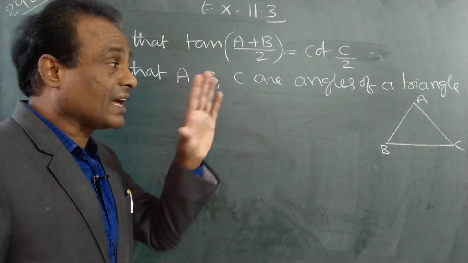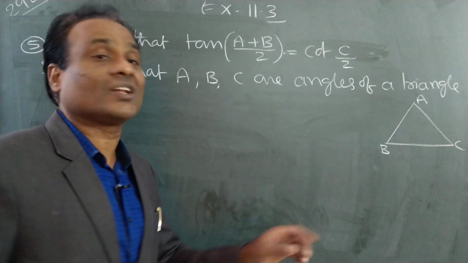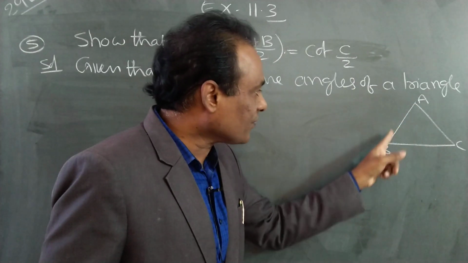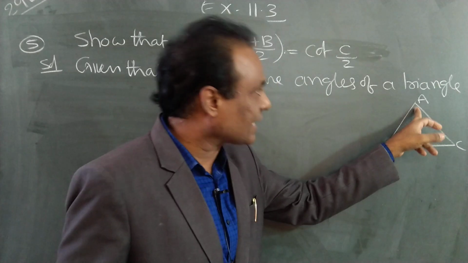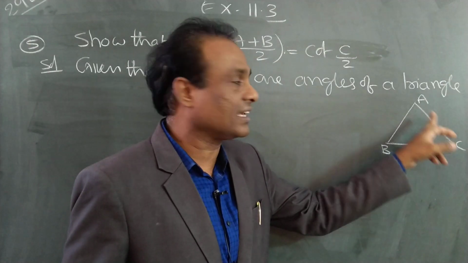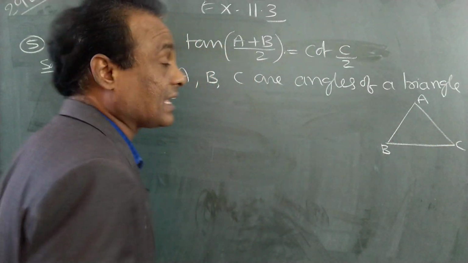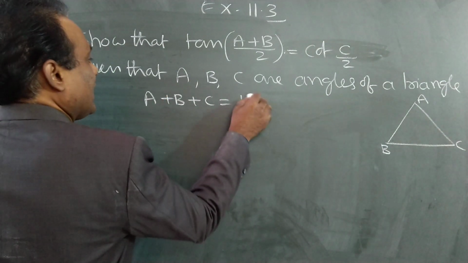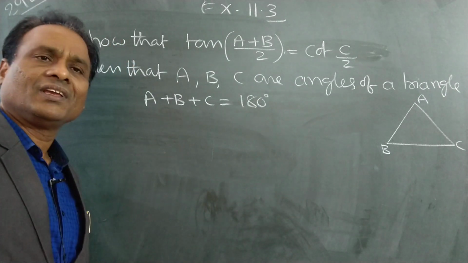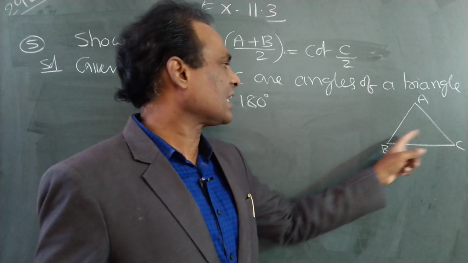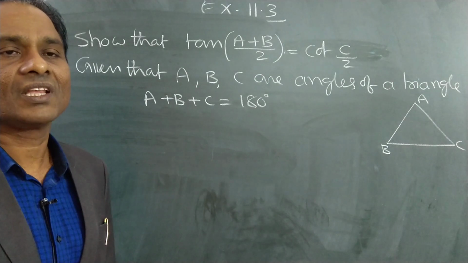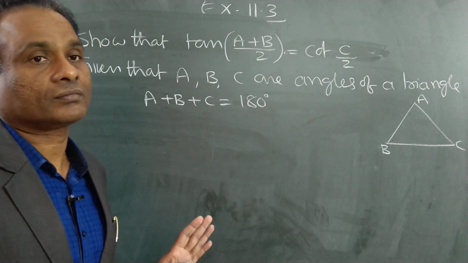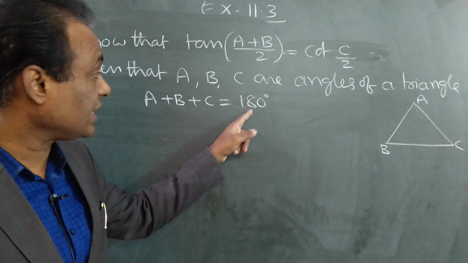So, if A, B, C are angles of a triangle, there is a relation between these three angles. The relation is the sum of three angles in a triangle. This angle plus this angle plus this angle. A plus B plus C is equal to 180. We know it. In any triangle, the sum of three angles is 180 degrees.